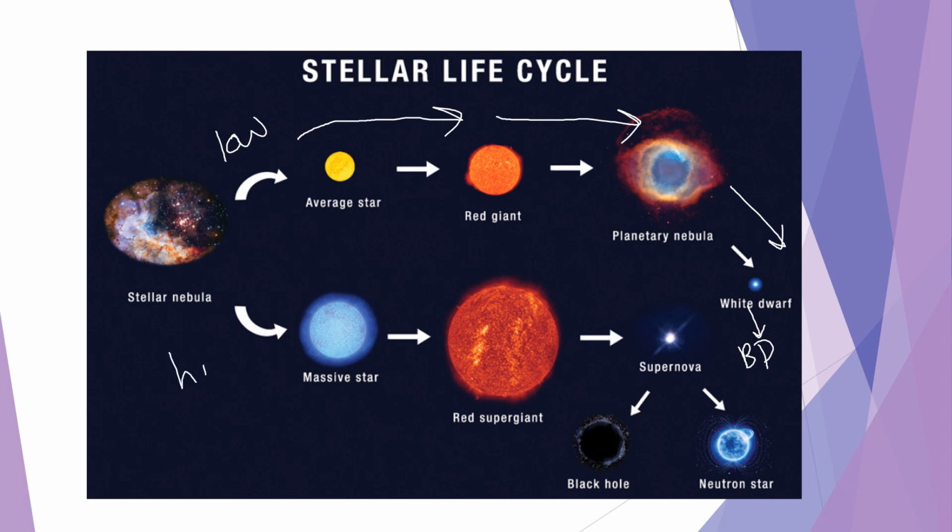In the high mass star, same birth, nebula to protostar, nuclear fusion occurs, burns for years, and then becomes a red supergiant, once it's run out of its energy and nuclear fusion isn't happening and those outer layers start to drift away. Then it becomes a supernova, and from a supernova, if it's the biggest of stars, it will become a black hole, and the other option is that it becomes a neutron star.